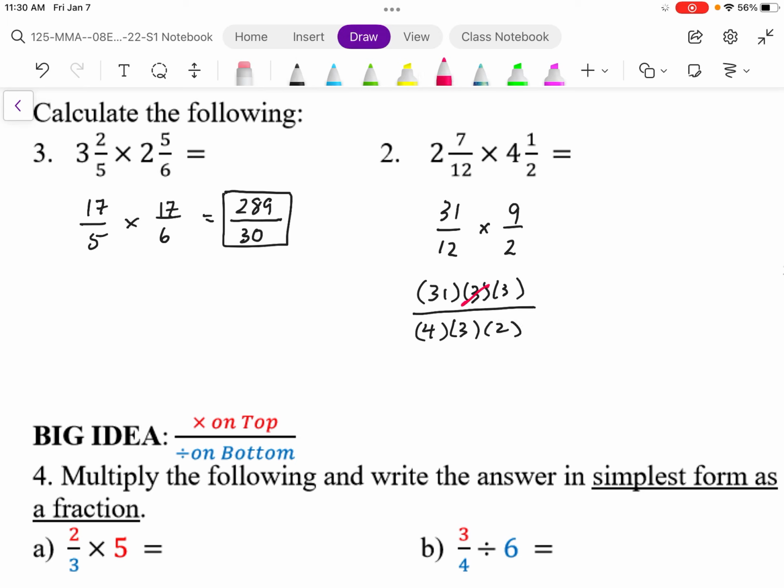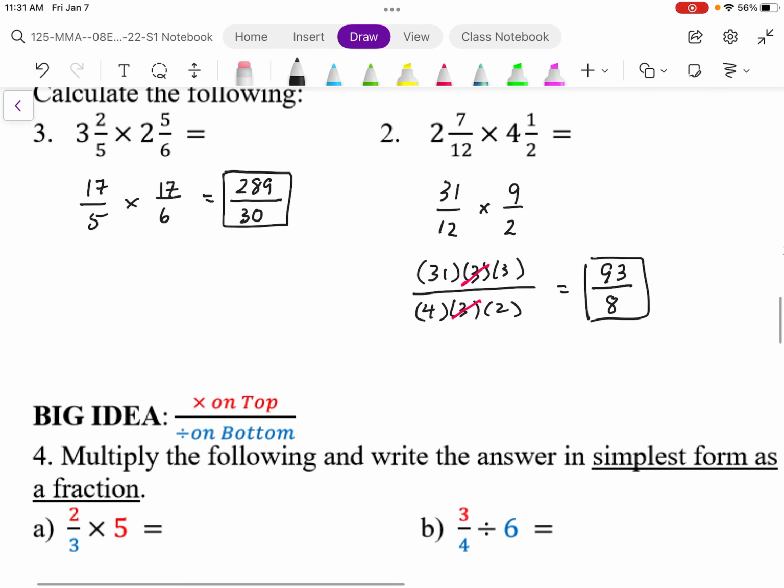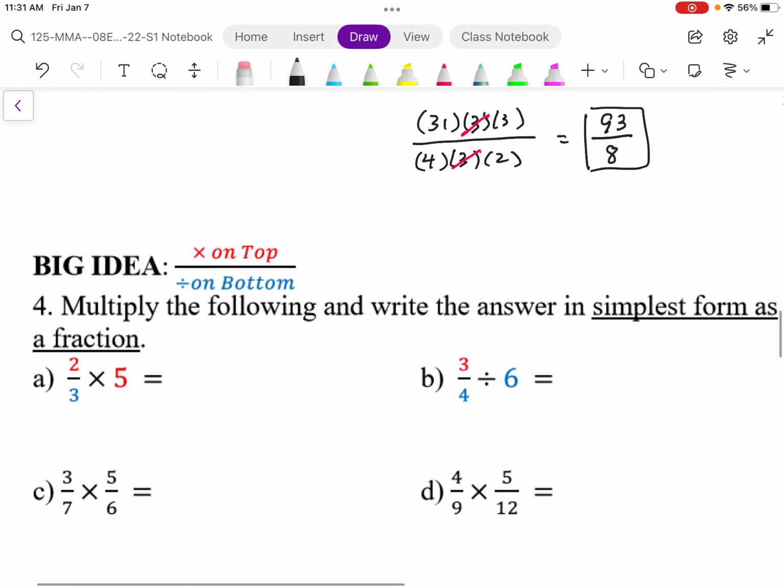We can cancel out any common factors. And this will leave us with 3 times 31 over 8. And there's our final simplified answer. So again, the big idea is that we have times on top and divide on bottom.